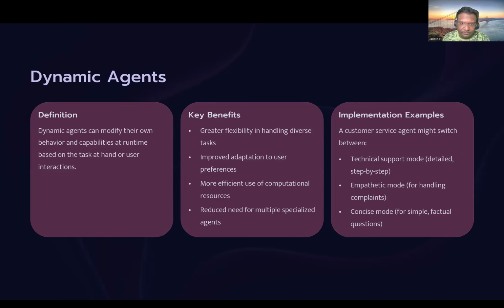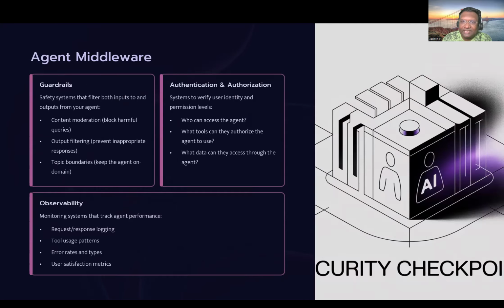Agent middleware. Middleware acts as a control tower between your agent and its environment. There are three key components. One is the guardrails. Filter harmful inputs and outputs, enforce topic boundaries, and keep your agent on brand. Authentication and authorization is the second one. Verify users' identity and control which tools or data the agent can access. Third is observability. Monitor performance, log requests, track error rates, and measure user satisfaction. Before going live, insist that these systems are in place. They help you detect issues early, prevent misuse, and demonstrate governance to stakeholders.